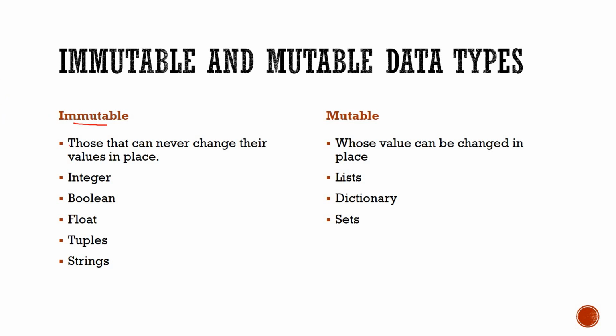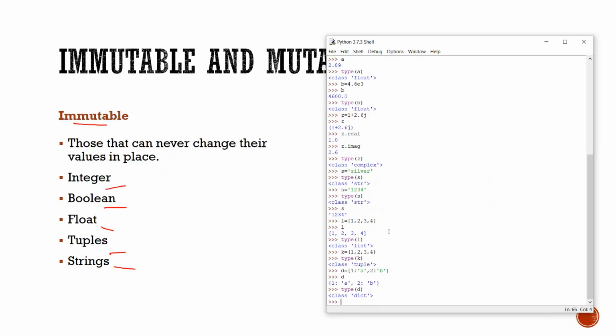So we have integer, boolean, float, tuple, and string. These are the immutable data types. Why? Because their values can't be changed. Whereas list, dictionary, and set can change their values. Now I will show you how we decide whether it is a mutable or an immutable data type by changing their values. Okay. So here we are back in our Python shell.